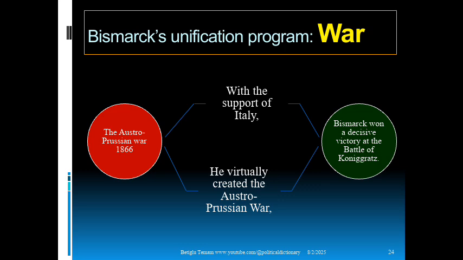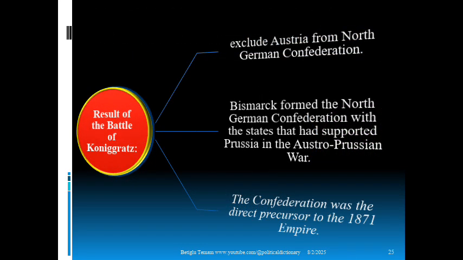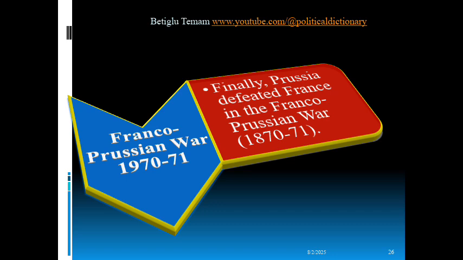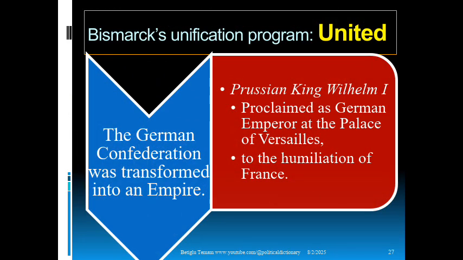Battle of Königgrätz, which allowed him to exclude longtime rival Austria when forming the North German Confederation with the states that had supported Prussia in the Austro-Prussian War. The Confederation was the direct precursor to the 1871 Empire. Finally, Prussia defeated France in the Franco-Prussian War, 1870-71. The German Confederation was transformed into an empire with the proclamation of Prussian King Wilhelm I as German Emperor at the Palace of Versailles, to the humiliation of France.